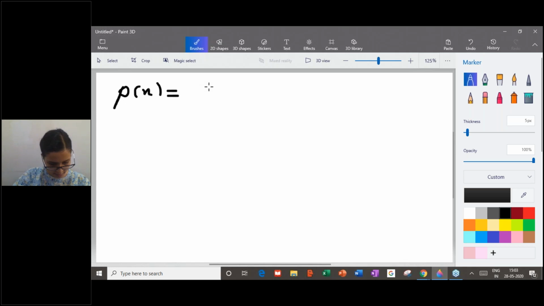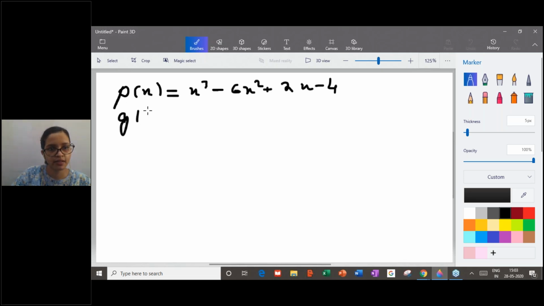Okay, what is the question? X cube minus 6x square plus 2x minus 4. What is g of x? It's equal to 1 minus 3 by 2x.